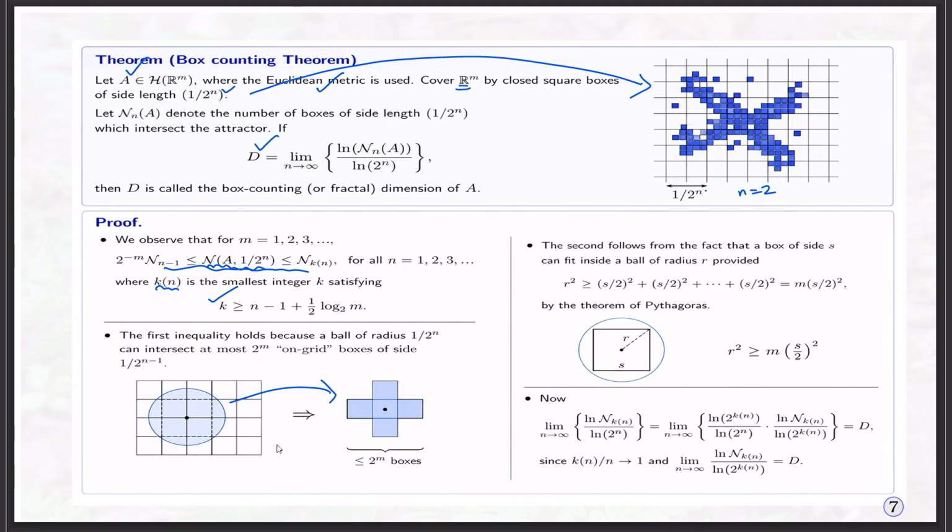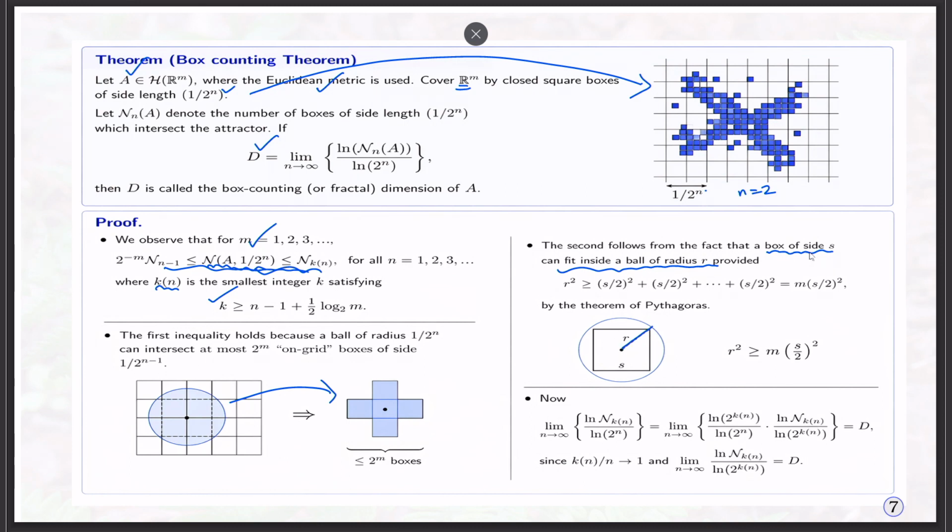So one can understand this one, this quantity is less than this one. And similarly for this property, this inequality, the second follows from the fact that a box of side S can fit inside a ball of radius R. This is the ball of radius R.